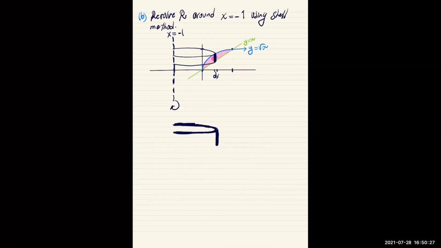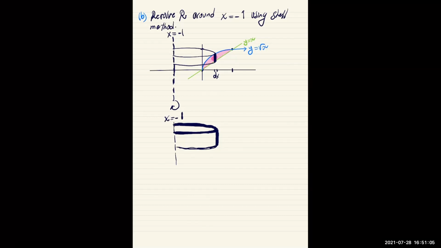You can make it a full shell if you want. Since the whole thing is just too big, I don't know if I have enough space. There. Okay, again, here is the axis of revolution, and please label it. Always label the axis of revolution in your picture. x equal to -1. It's an x value.